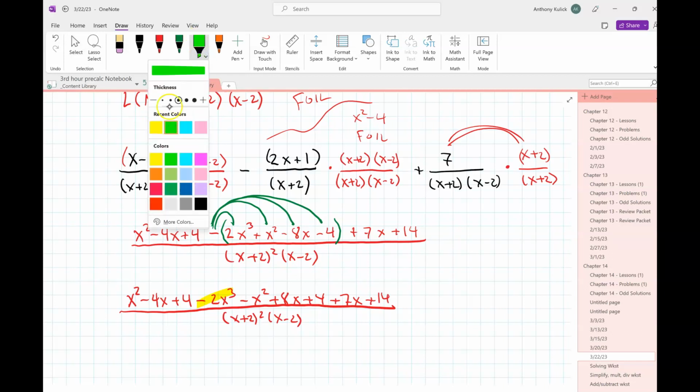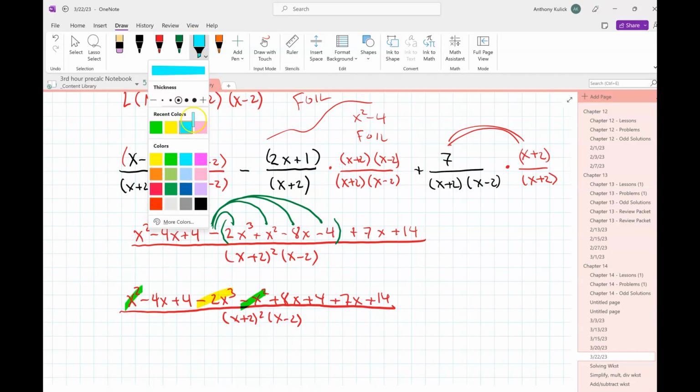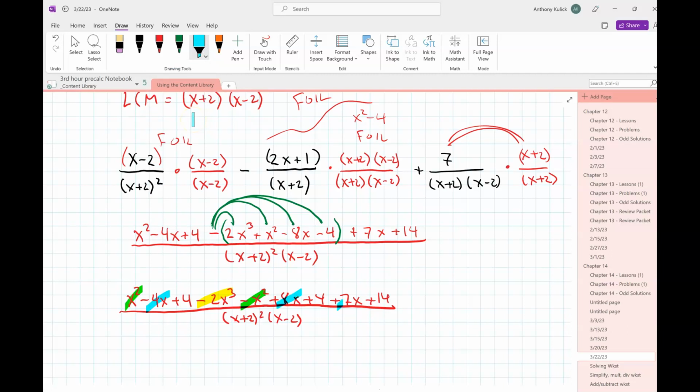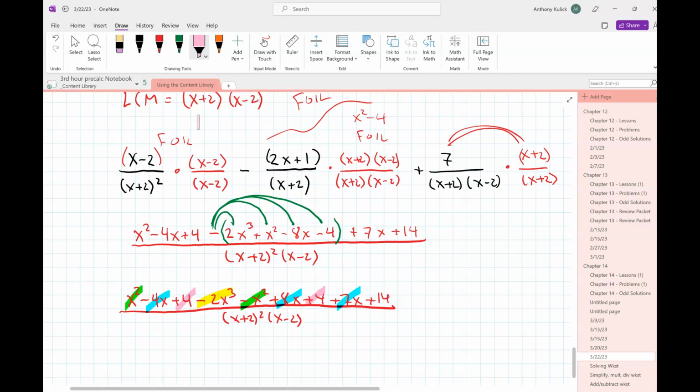time to combine our like terms now. All right, so let's see. When we do that, I have negative 2x cubed. I have 0x squared, so I'm not going to write anything. 11x's and 22.